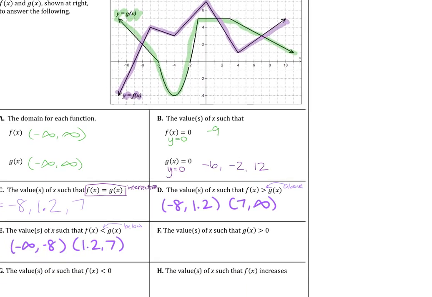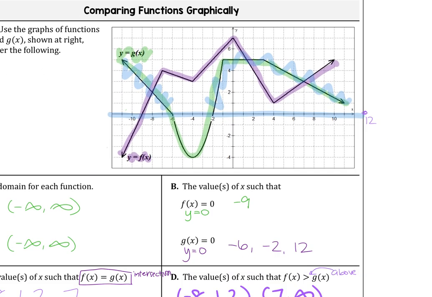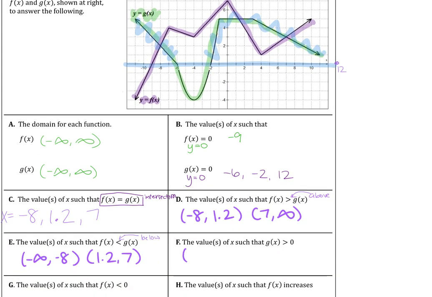So where is g of x greater than 0? So g of x needs to be above our line here of 0. So where is the green above 0? It's here and here until, remember, it reaches the 12. Okay, so we've got it's greater than 0 from negative infinity to negative 6, and then from -2 to 12. That's why we needed that 12. Normally, I would make sure the graph is complete for you, okay?